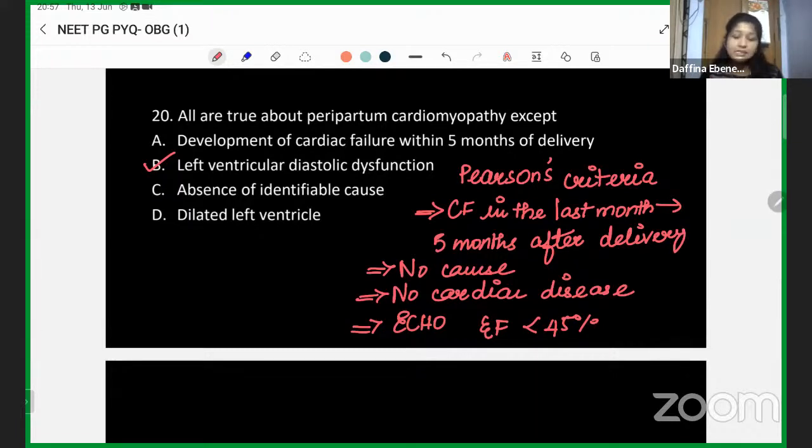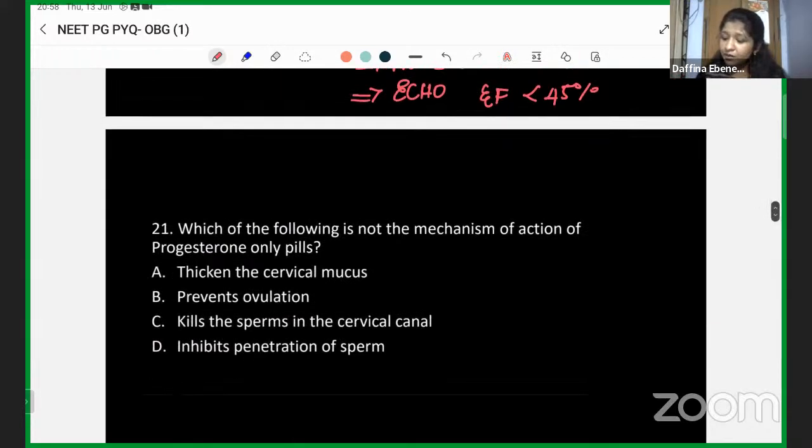One more thing, a recent update: one drug that can be used for the treatment of peripartum cardiomyopathy is bromocriptine. Why bromocriptine can be used is because prolactin is more involved in the pathogenesis of this peripartum cardiomyopathy. At the molecular level, prolactin plays an important role. So immediately after delivery, you can try giving bromocriptine that helps relieve the symptoms and provides a better outcome in case of peripartum cardiomyopathy. Okay.